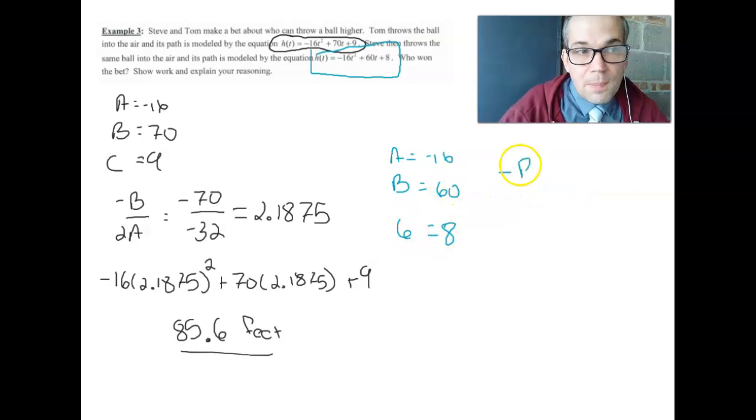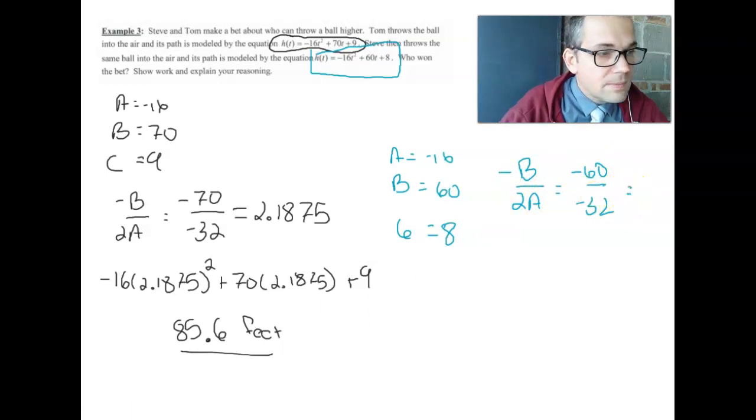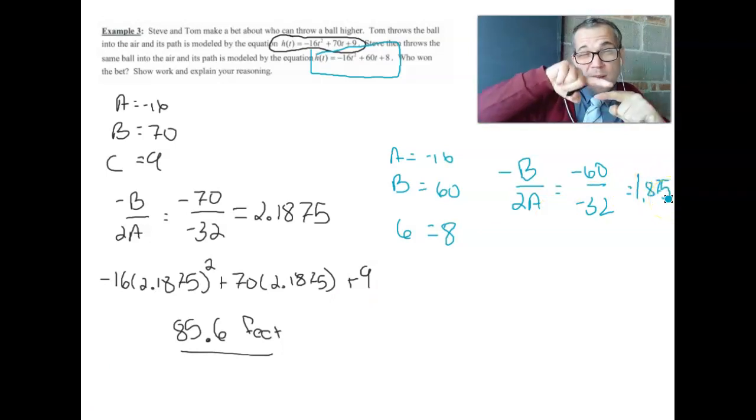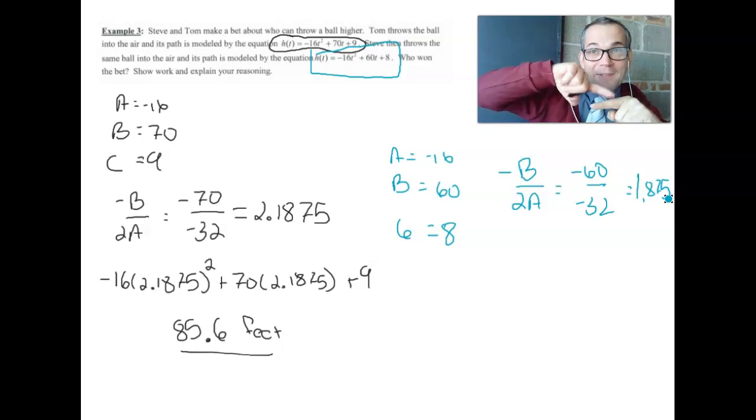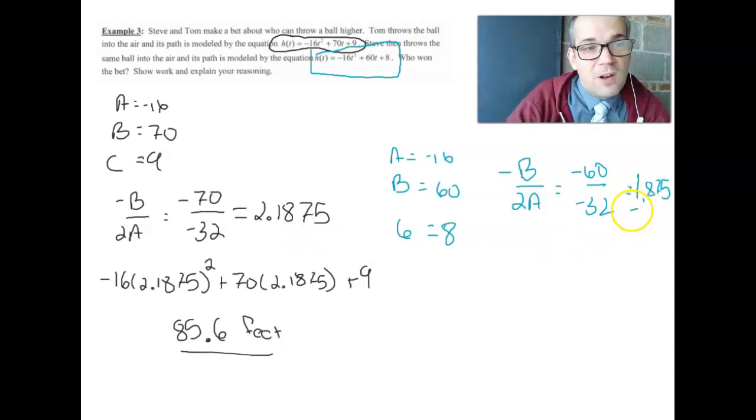Again, I'll use the opposite of B divided by 2 times A. So I have negative 60 over negative 32, which gives a value of 1.875. So after 1.875 seconds, his ball is going up, up, up, up, up, and then 1.875 seconds later, it's at the top of its game. It's not going any higher. It's going to start to fall after that amount of time. We just have to figure out what that height was. So we'll take that time and plug it into Steve's equation.